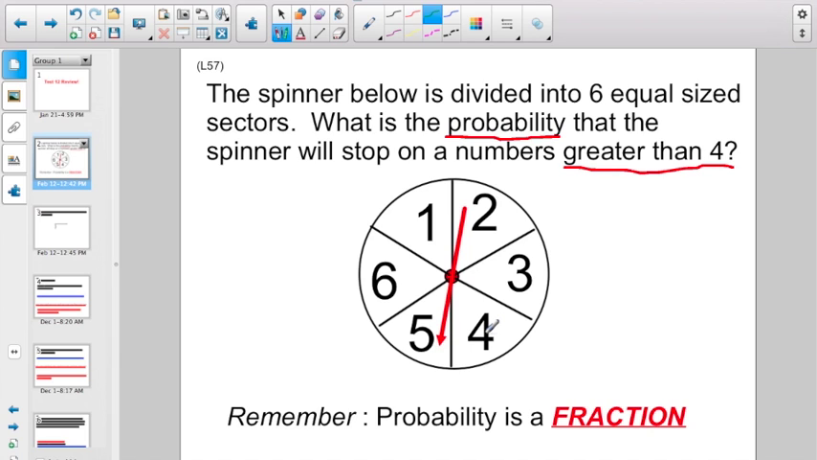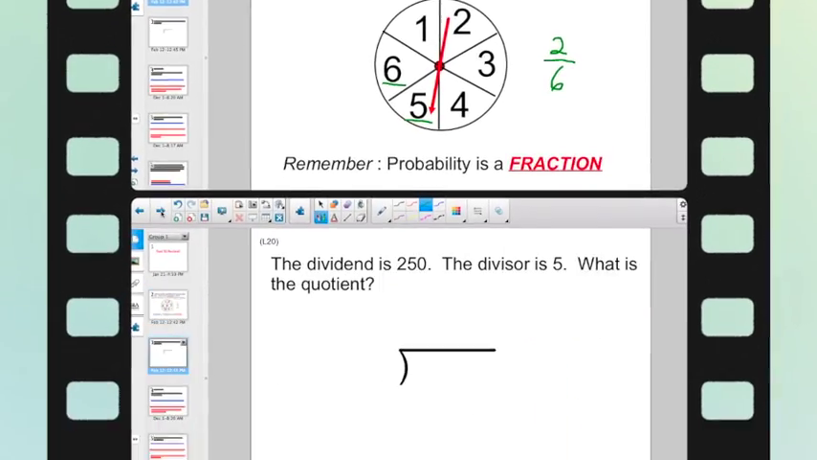Is 4 greater than 4? No, 4 is equal to 4. What you got going on here? 5 is greater than 4, and 6 is greater than 4. So now probability is a fraction. So I need a denominator that tells the total number of pieces. Looks to me like I have 6 total pieces there. Out of those 6 total pieces, how many of them are greater than 4? That would be 2. So your probability is 2 out of 6, otherwise known as 2/6.